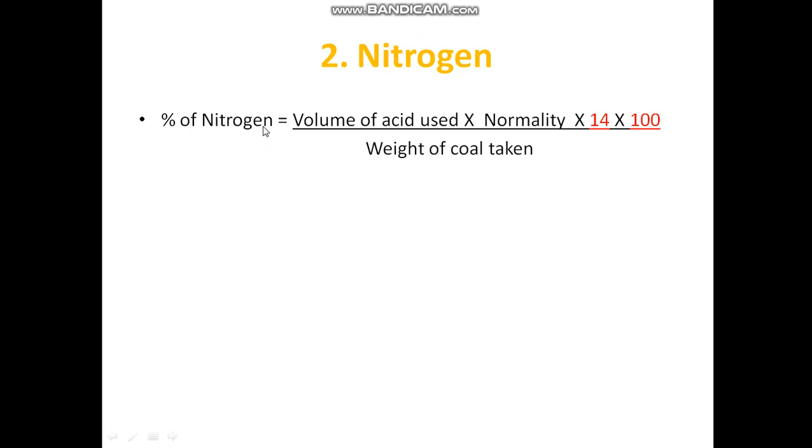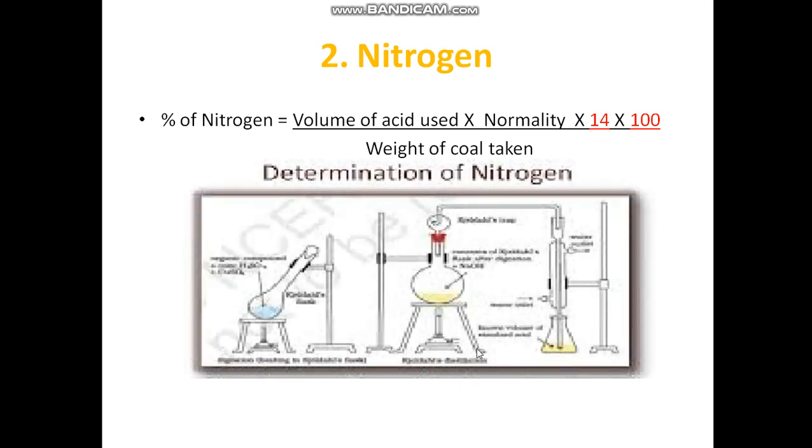Now the percentage of nitrogen will be what? The volume of the acid used, that is, how much volume of acid is used when we titrate, multiplied by the normality of that acid, multiplied by 14, that will be the nitrogen, multiplied by 100 upon the weight of the coal sample which we are taking. So this is actually the practical work.